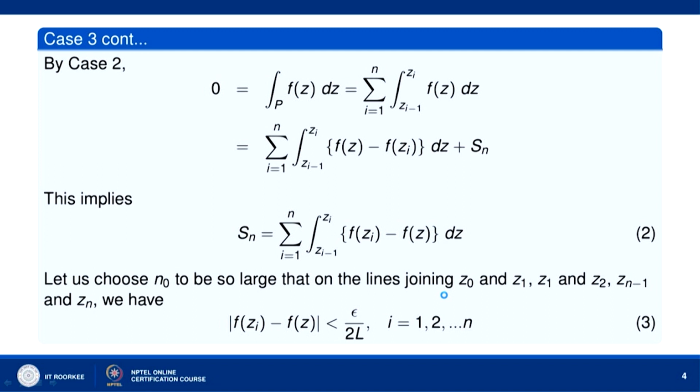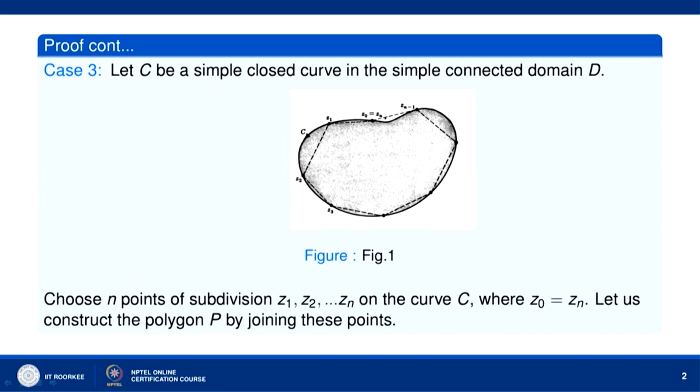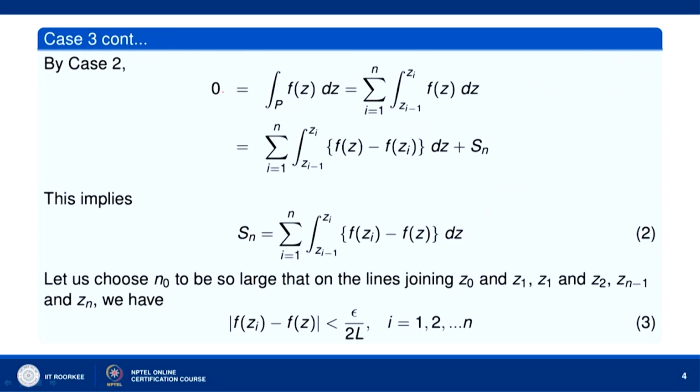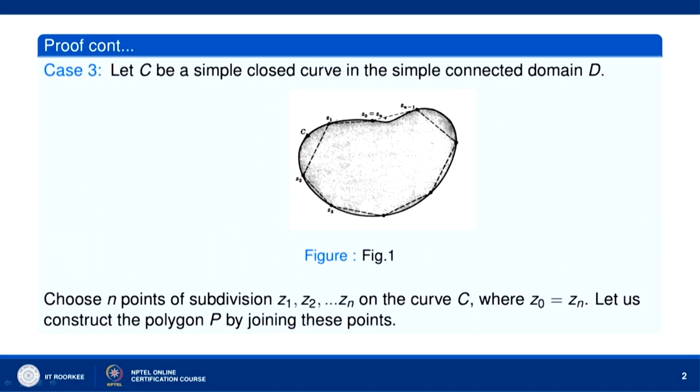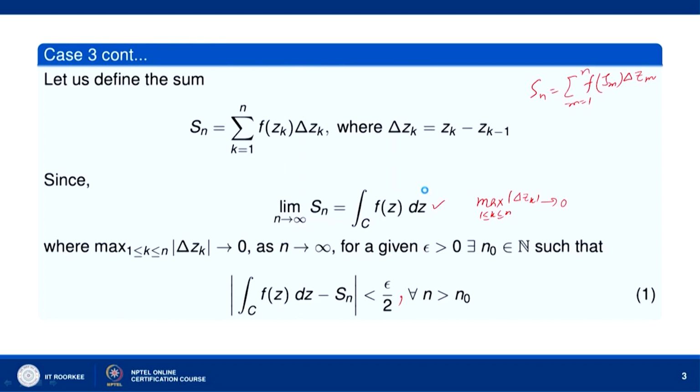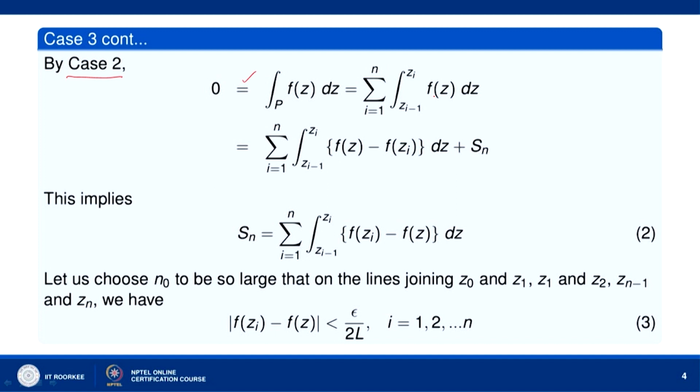Now P is the closed polygon, you see here, this is P. P is this closed polygon joining z0 to z1, z1 to z2 and so on, z(n-1) to zn. So the integral over P of f(z) dz equals 0; this we have already proved by case 2. Now this integral over P of f(z) dz can be written as the sum from i equal to 1 to n of the integral from z(i-1) to zi of f(z) dz, because P consists of the line segments joining z0 to z1, z1 to z2 and so on. So we can write it as a sum of those n integrals.